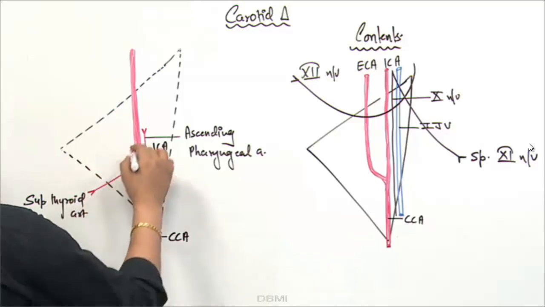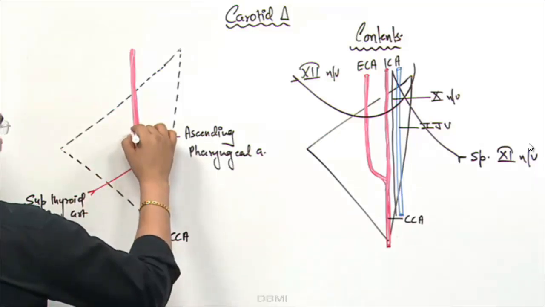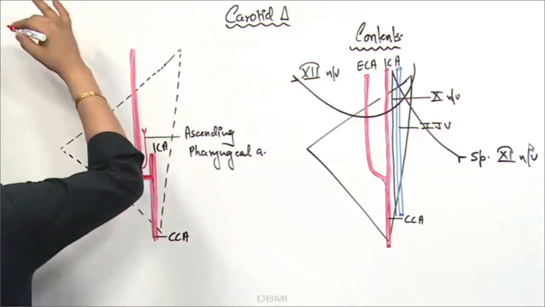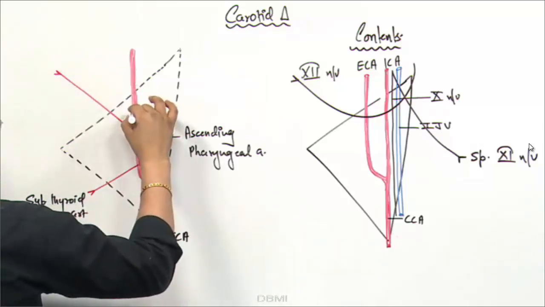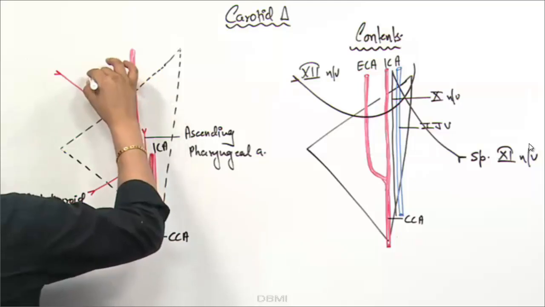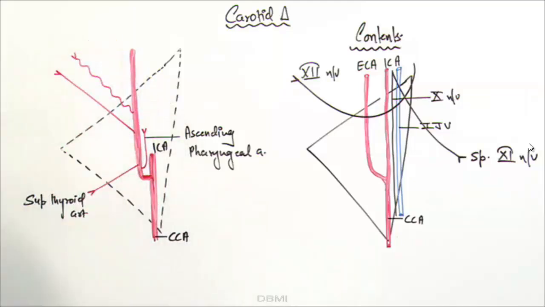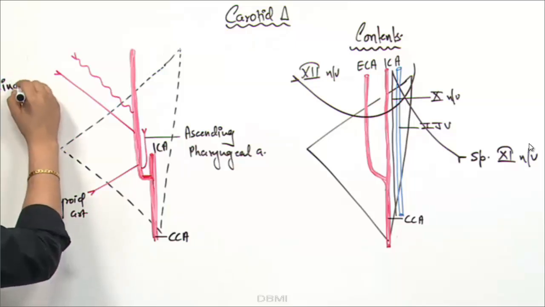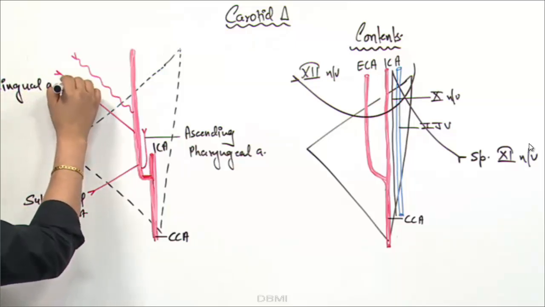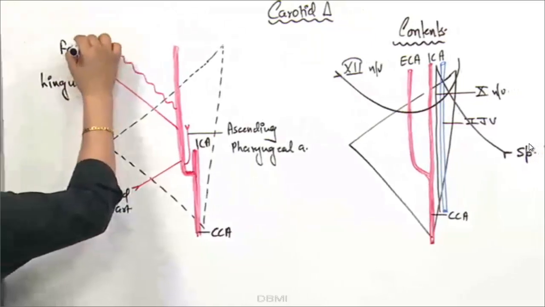Then a branch of the external carotid artery which goes into the digastric triangle and then toward the tongue, that is lingual artery. And we also have the tortuous facial artery going toward the face. So that is lingual and that is facial.